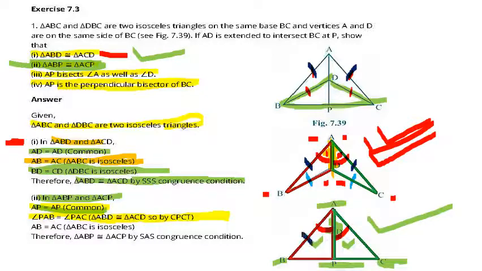So this side AB and this side AC are equal to each other, and the reason is they are isosceles triangles. So we have given that in these two triangles, one side is equal, one including angle is equal, and one other side is equal. That means the triangles are congruent by the side angle side congruency condition. Now let's move on to third and fourth part.